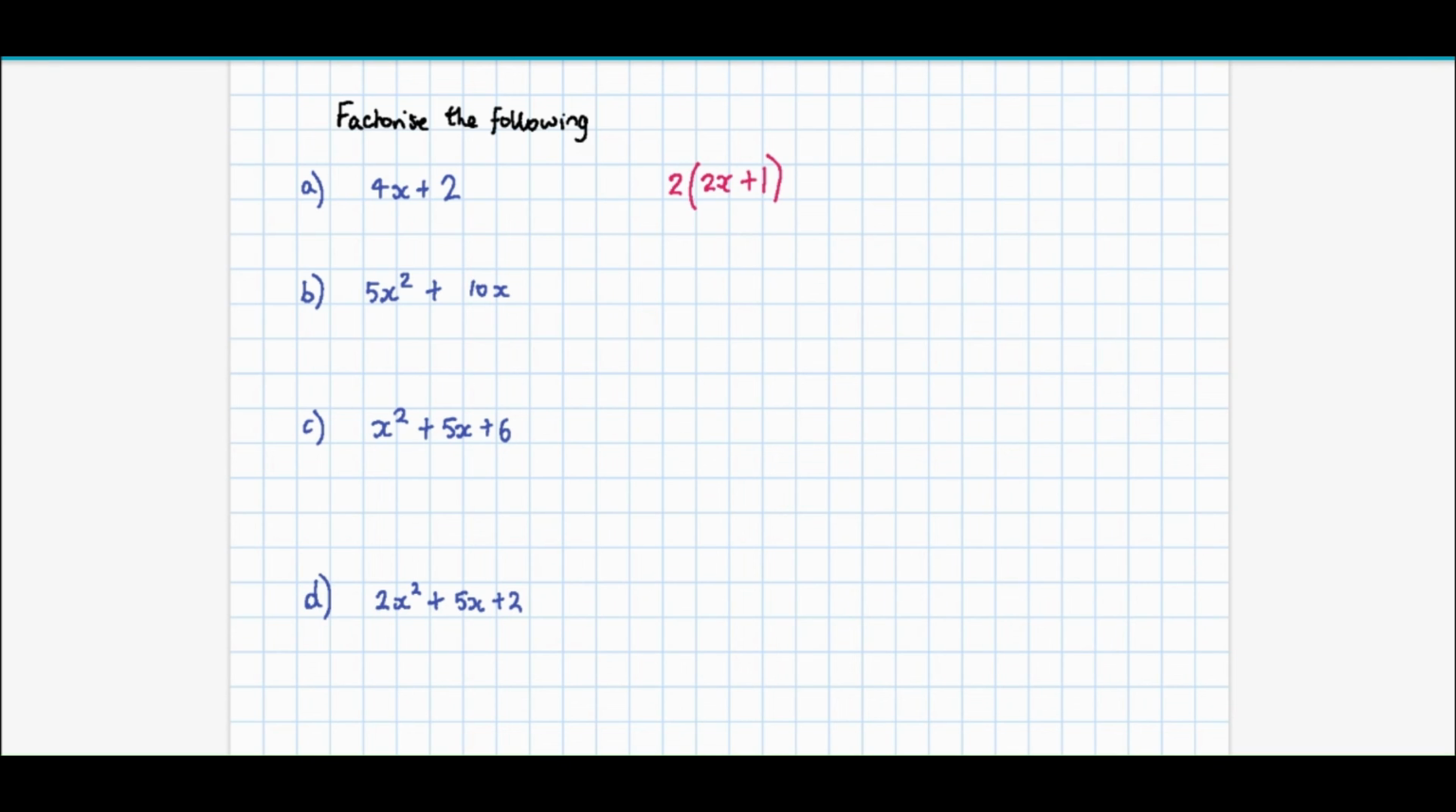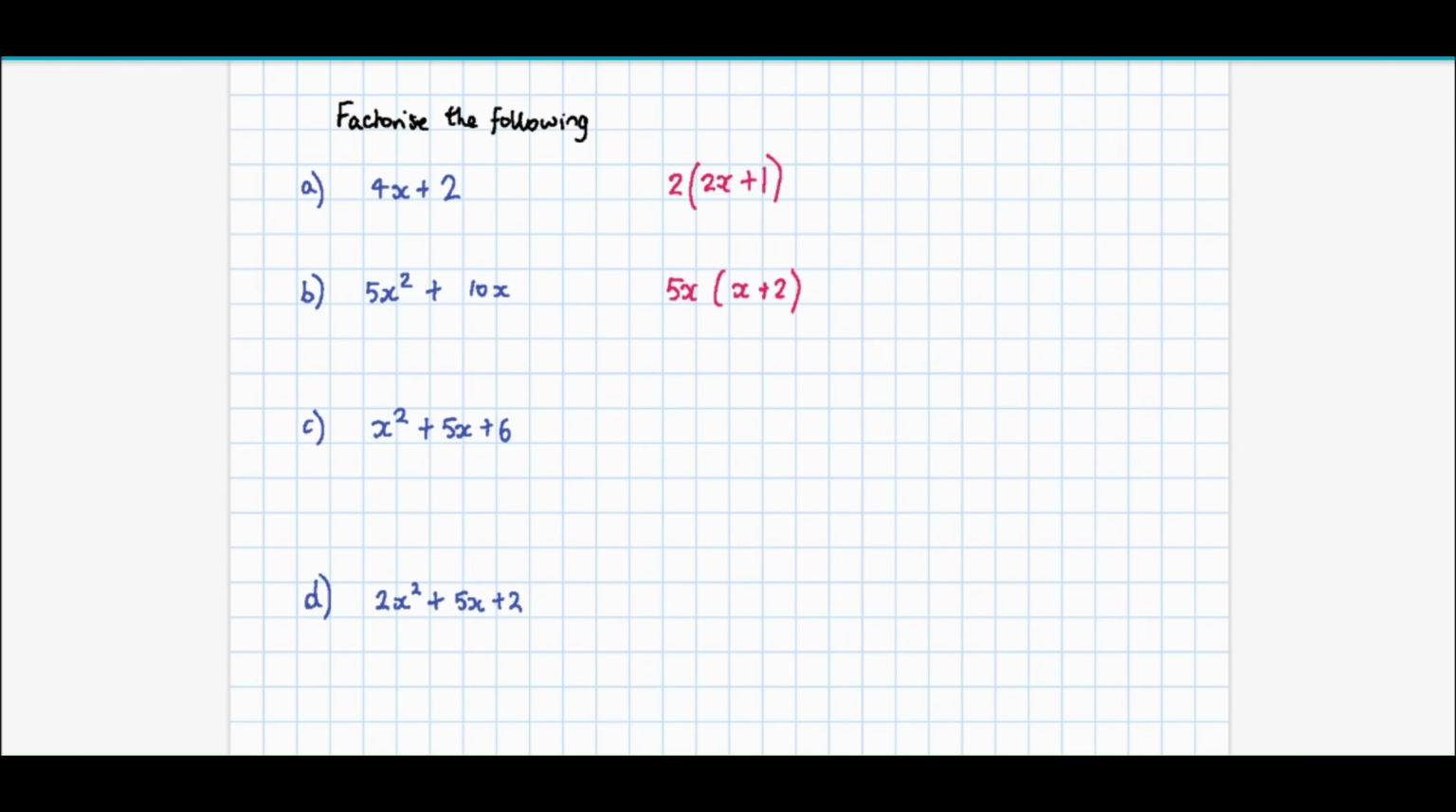So for the next one, we've got 5x squared plus 10x. So we know that 5 and x can be taken out of both of these things. So let's put 5x on the outside. And then what makes 5x squared from 5x is going to be times by x. And what makes 10x from 5x, that's going to be plus 2. So basically this method is just the reverse of expanding brackets.